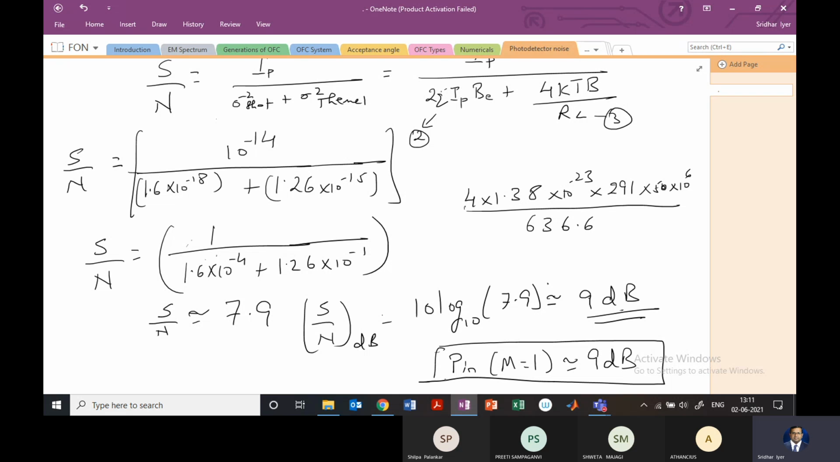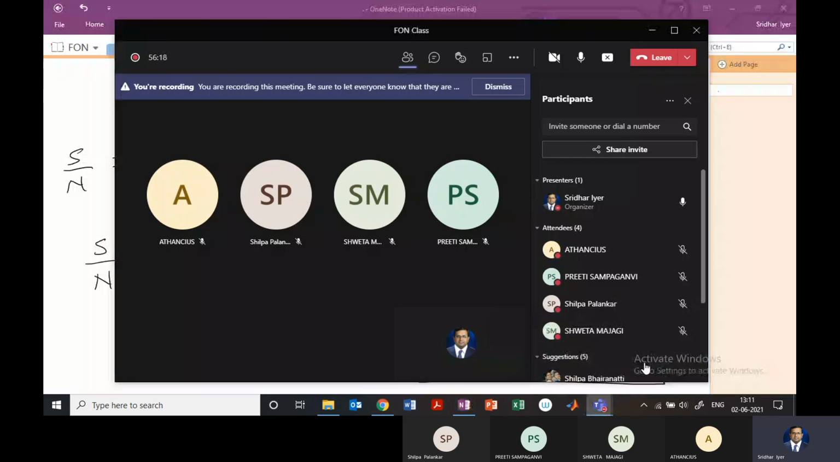Okay. So you can try that out, and we'll also solve it in the next class. If you try it out and come with the answer, then we can match the answers, because there's not much time to do that now. So in the next class, I'll be solving that numerical. There will be one more numerical which I'll be doing, and then we'll talk about the optical receiver, that is the amplifier, equalizer, and so on, and that will end this particular module.